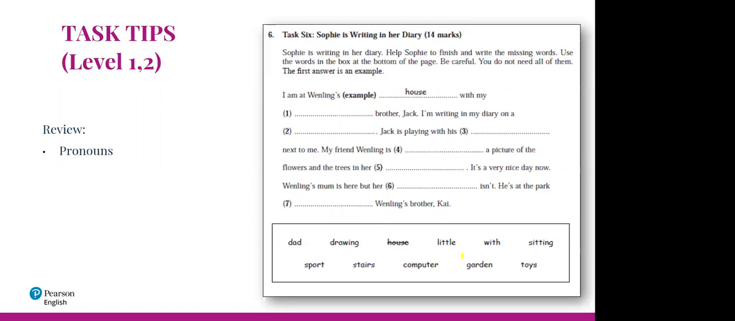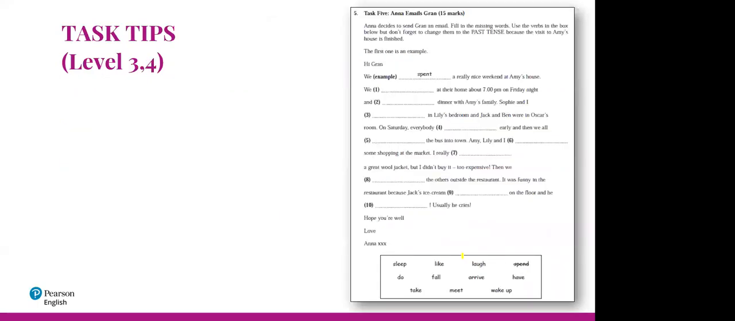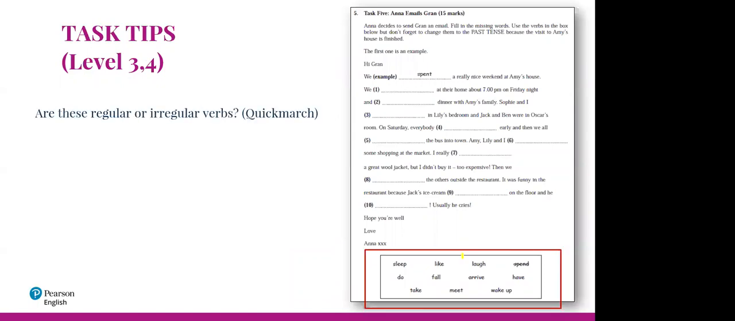So review pronouns, review verbs, verb to be, review word order in a sentence. These are the things that will be especially useful for this task at levels 1 and 2. Higher levels, level 3 and 4, well, level 3, obviously they have to find the correct form of the verbs.